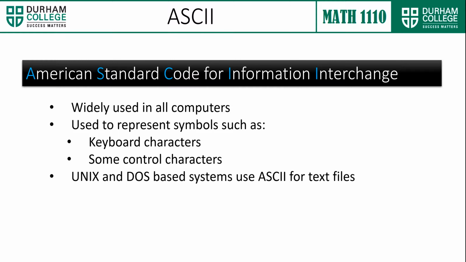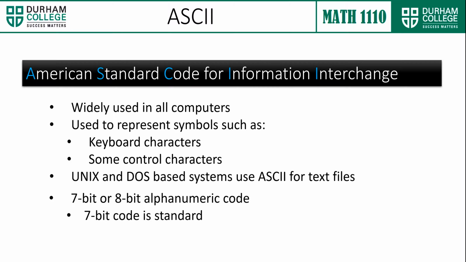Unix and DOS based systems use ASCII as well for text files. We either have a 7-bit code in it, or we have 8-bit numbers in it, so both of them are there. But the 7-bit code is definitely the standard one. 8-bit is there, but that's sort of an extension to the standard one. 127 is the maximum number that it can support.